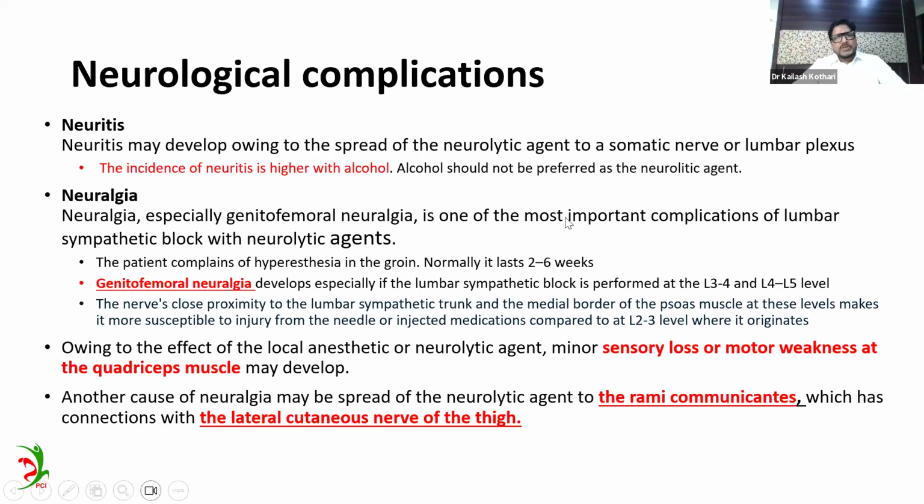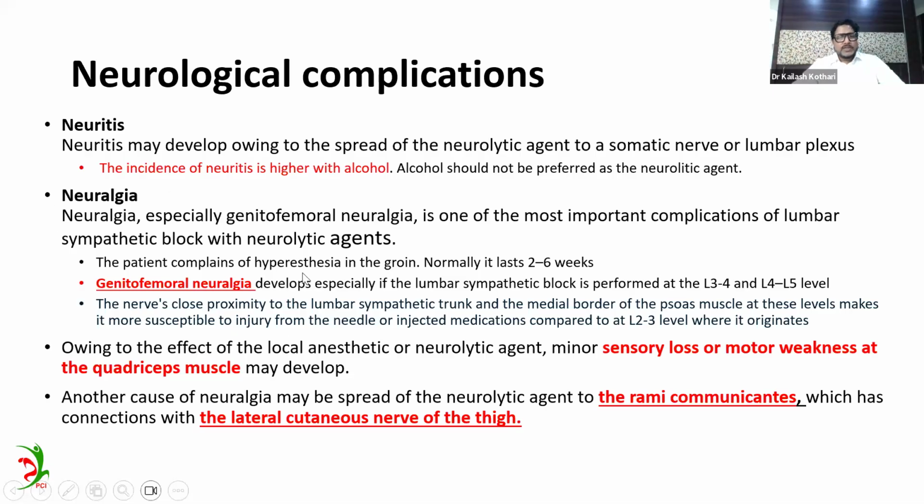So neurological complications are not very common, but when they happen, they are sometimes troublesome even for management. So neuritis may occur because of the spread of neurolytic agent to the somatic nerve or lumbar plexus. If you see the cross talking of the gray rami and white rami in the anatomy slide, that is the cause of the incidence of neuritis with alcohol, especially because alcohol can spread rapidly to different tissue planes. Because the somatic nerves and the pre and post ganglionic nerves are very much connected, there's a cross talking there.